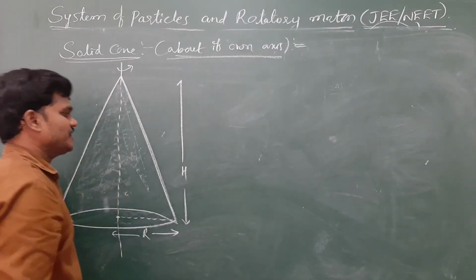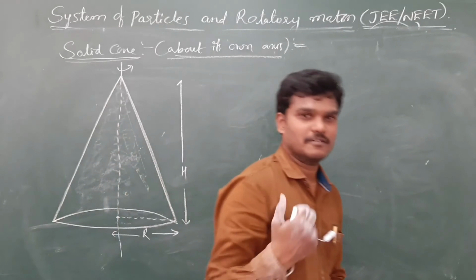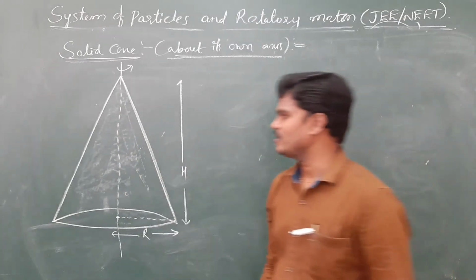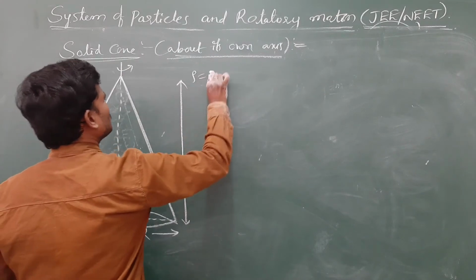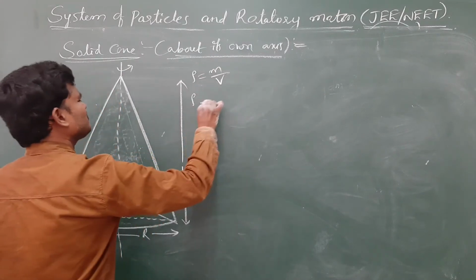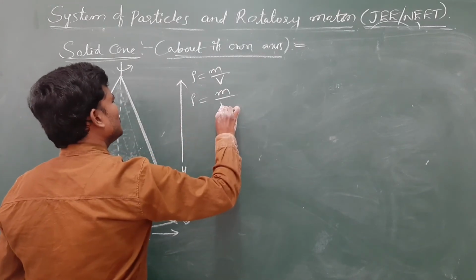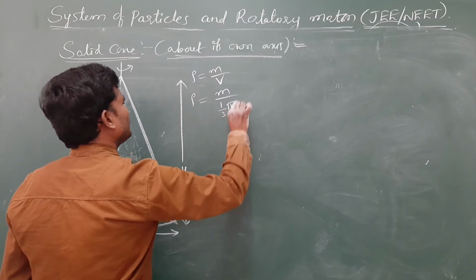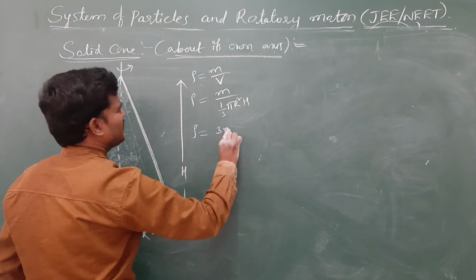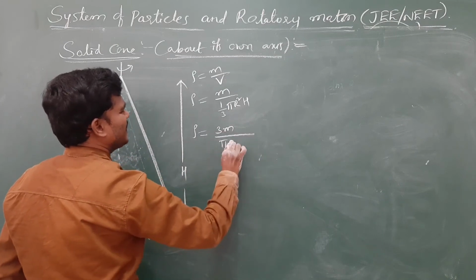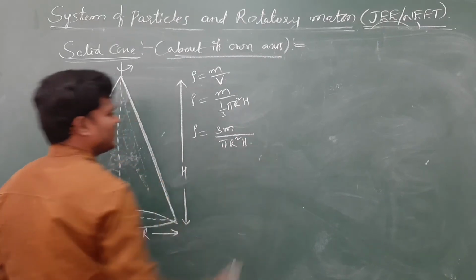First we identify whether this one is areal or volumetric. Anyhow, a solid object means volume, so it will have some volume density. So rho is equal to mass by volume. The volume of this one is 1 by 3 pi r square h. So rho is equal to what? 3m by pi r square h.